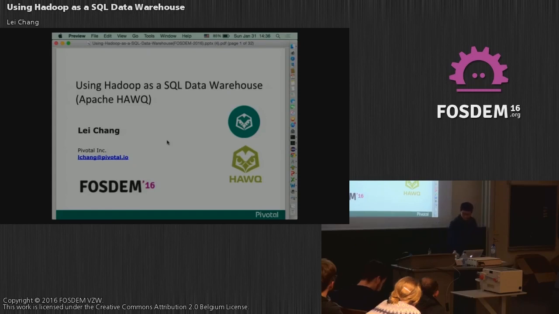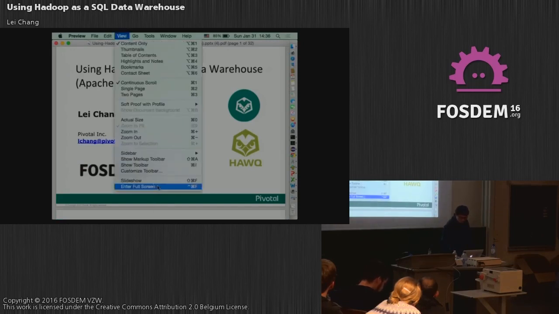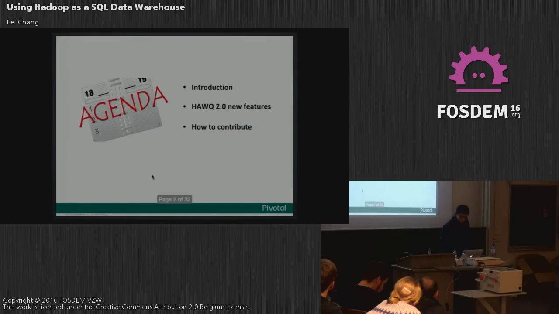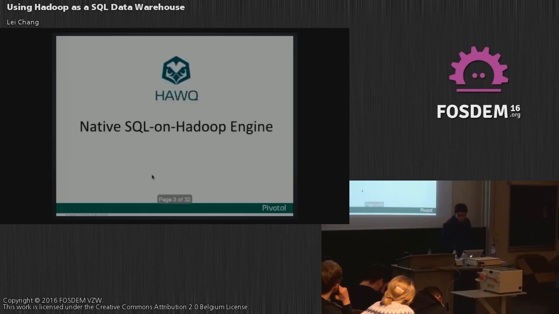Good afternoon, everyone. So today I'd like to talk a little bit about Apache Hawk. This is the agenda of today's talk. First I will give an introduction about Apache Hawk, including the background and the main features and the current status and the latest development and the roadmap. I also want to talk a little bit about Hawk 2.0, which will be ready at the end of this quarter or early April. Finally, I will give a brief introduction about how to contribute to the community.